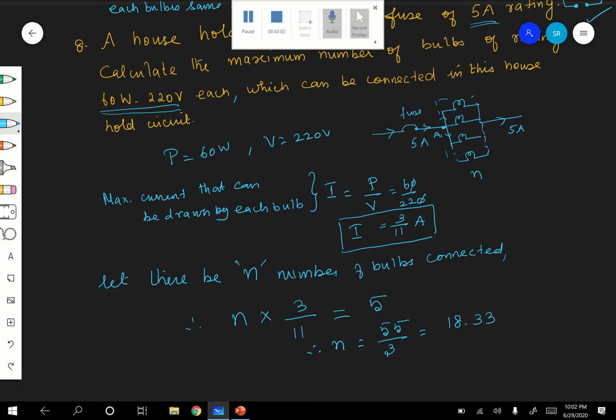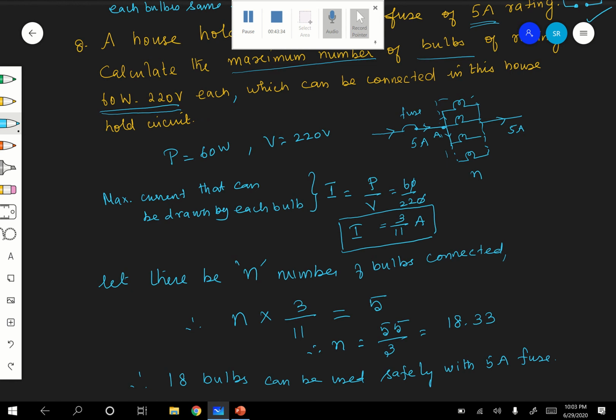Therefore, you are asked for the maximum number of bulbs. Therefore, 18 bulbs can be used safely with a 5 amp fuse. Are you following? Is it clear, children?